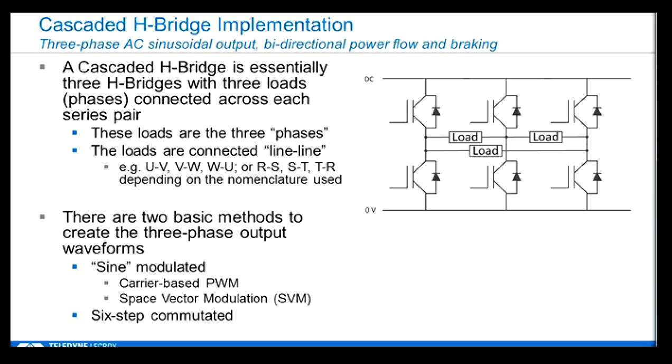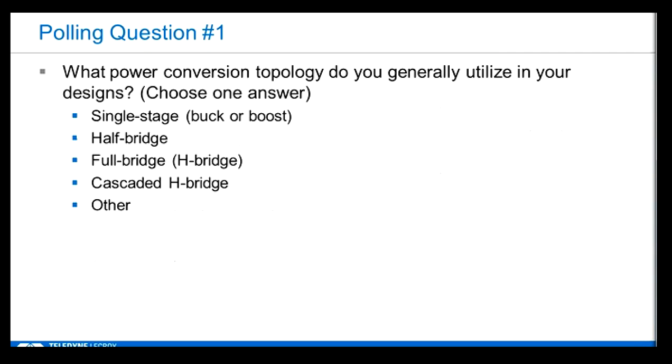There are a few different methods to create the waveforms. So you could have what we call sine modulated, which is either carrier-based PWM with some very simple control or very complex space vector modulated control. And then there's also another method called six-step commutation. And I'll talk about both those in just a minute.